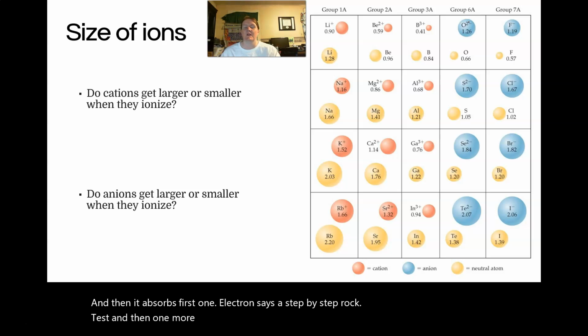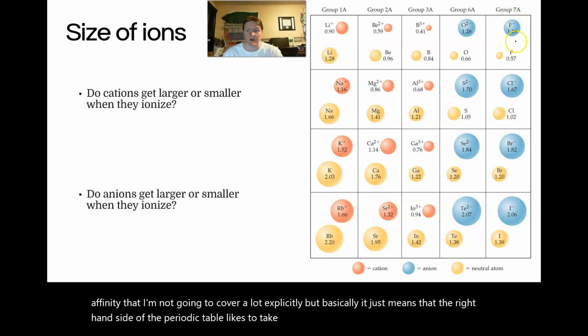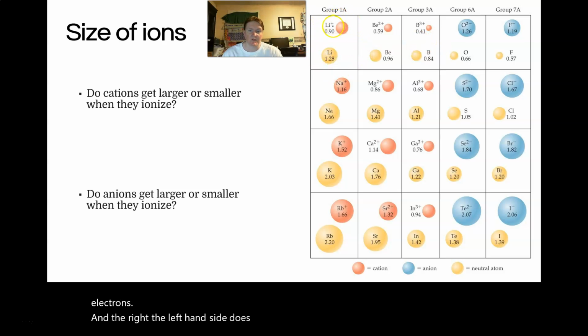All right, and so this is related to a concept called electron affinity that I'm not going to cover a lot explicitly, but basically it just means that the right-hand side of the periodic table likes to take electrons, fluorine being the most likely to take electrons. And the left-hand side does not like to take electrons. They have a low affinity for electrons.